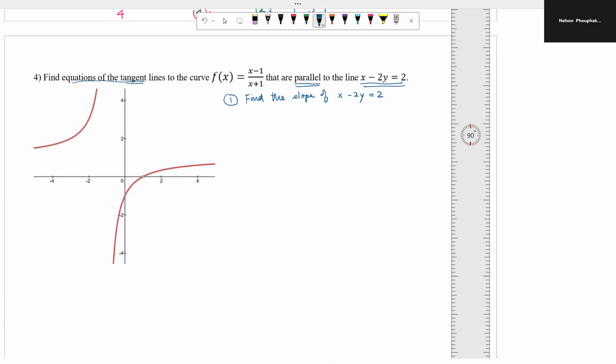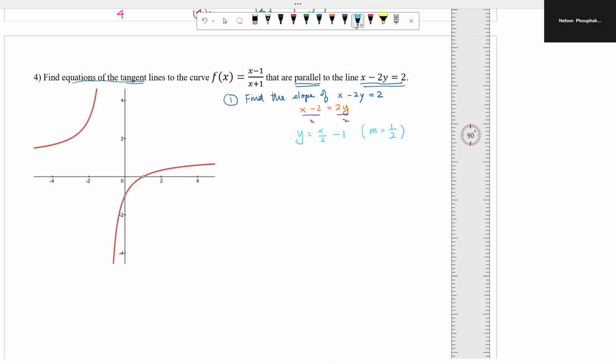In this case, let us try to work it out. Then I will have x minus 2 equal to 2y. And then I could divide both sides by 2. So I have y equal to x over 2 minus 1. So in this case, we know that the slope is equal to 1/2.